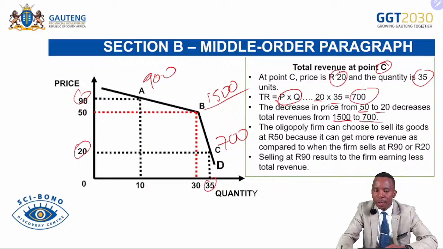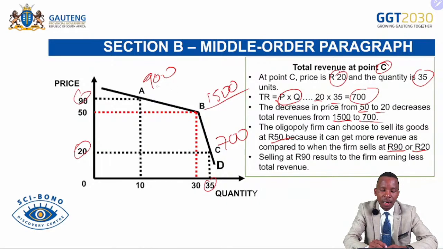The oligopoly firm can choose to sell its goods at 50 rand because it can get more revenues as compared to when the firm is selling either at 90 rand or 20 rand. Selling at 90 rand results in the firm earning less total revenues, while selling at 50 rand results in the firm making the highest total revenues, and selling at 20 rand will result in the firm making the lowest total revenues.